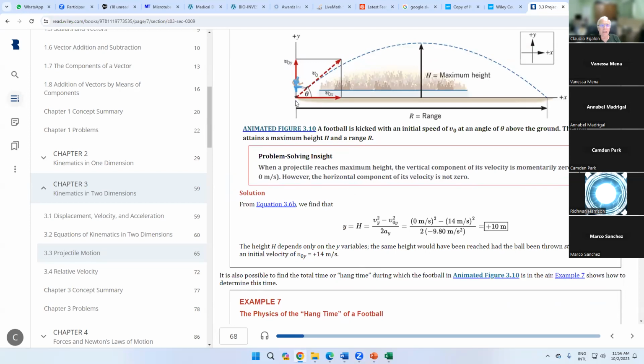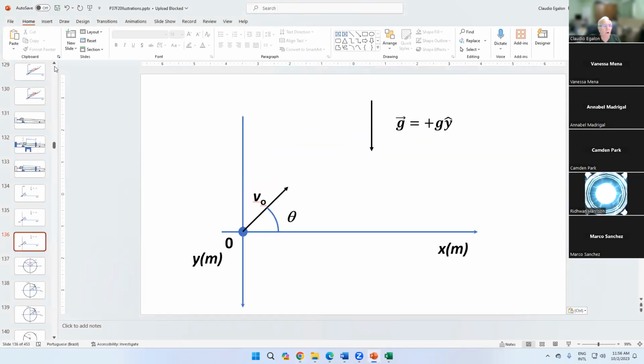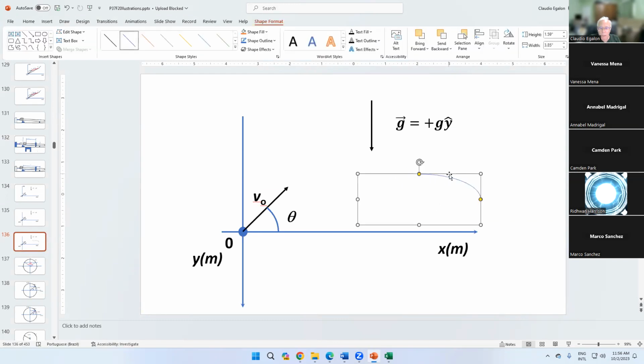An object being propelled at an initial velocity that makes an angle theta with the horizontal. That's going to be the path of the projectile. I'm going to draw here for you. It's going to be somewhat like that. It's not exactly a parabola, but it goes up and then down, right?